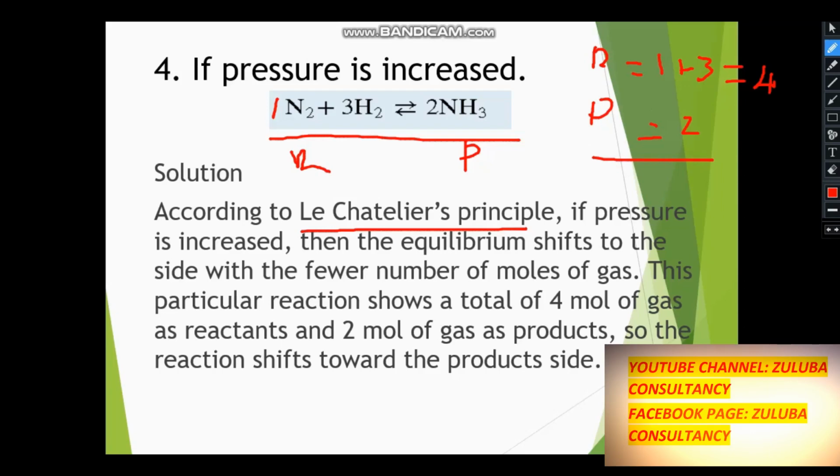And just for your own information, if the pressure is reduced, the reaction moves where there is the higher number of moles. So if in this case the pressure was reduced, we would have a shift towards the reactant.